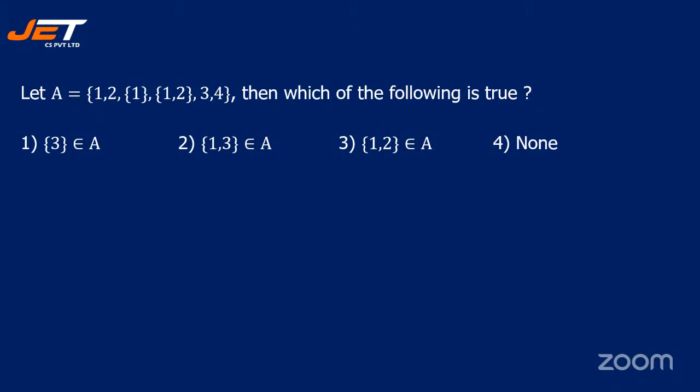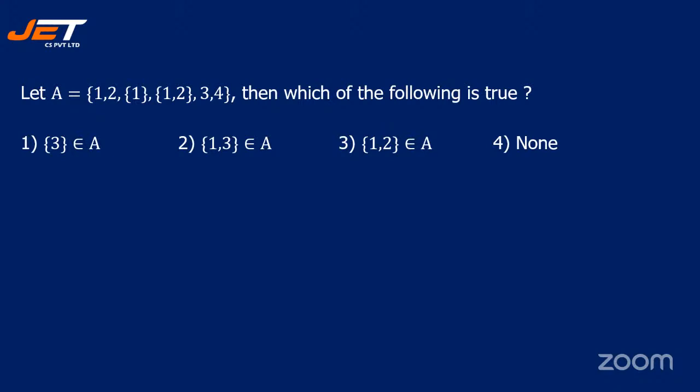Let's start. Your first question is, let A = {1, 2, {1, 1, 2, 3, 4}}. Which of the following is true? I'll give you a clue. Which is the element of A? Is 3 alone an element of A? No.